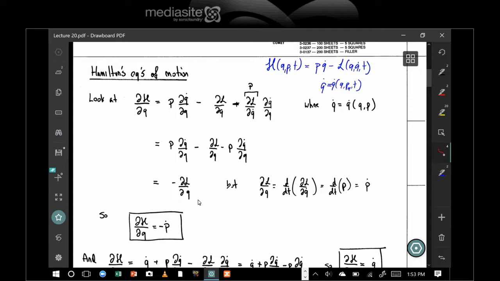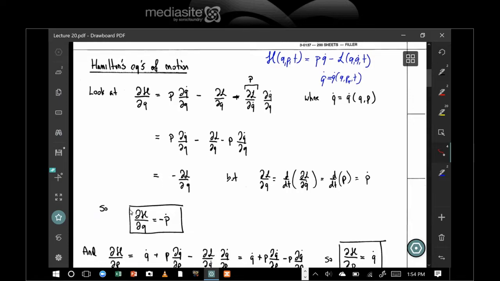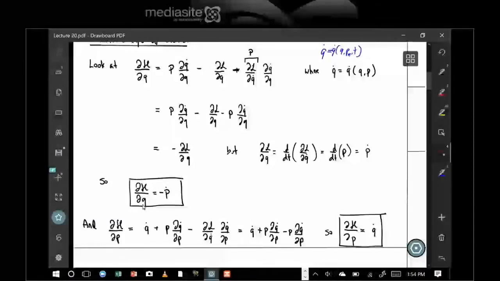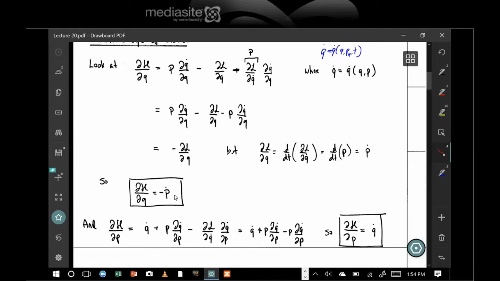Now I don't want L there. I want to get rid of that. And so I can use the Euler-Lagrange equation: partial L with respect to Q is equal to d dt of partial L with respect to Q dot. But again, I don't want any Q dots. I want P's. That is P. And so d dt of P is P dot. So that gives me a really nice looking equation: partial H with respect to Q is equal to minus P dot. The minus sign comes from that guy right there. That's a really cool looking equation.